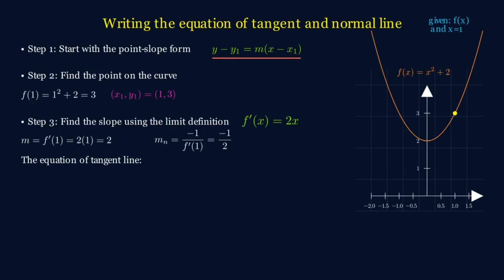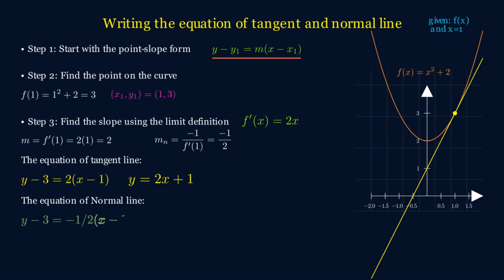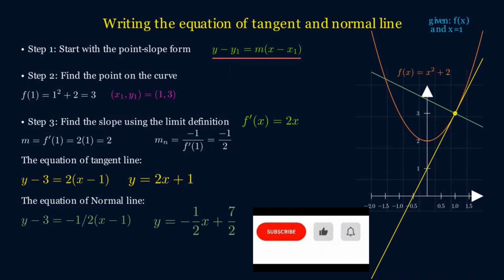Finally, we write the equations of the lines. For the tangent line, y minus 3 equals 2 times x minus 1. That simplifies to y equals 2x plus 1. For the normal line, y minus 3 equals negative 1/2 times x minus 1. That simplifies to y equals negative 1/2 x plus 7 over 2. So, the tangent line has the same slope as the curve at that point, and the normal line is perpendicular to it. That's how you go from a function to the equation of the tangent line.